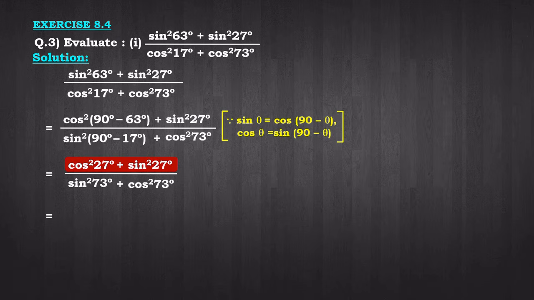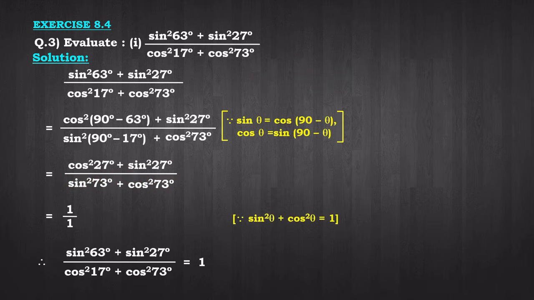Now use the fundamental identity. Sine squared theta plus cosine squared theta is equal to 1. Therefore, the numerator is equal to 1. Similarly, the denominator is also equal to 1. Hence, 1 divided by 1 is equal to 1. Therefore, the value of the given expression is 1.